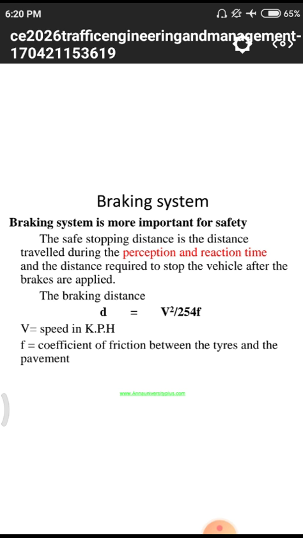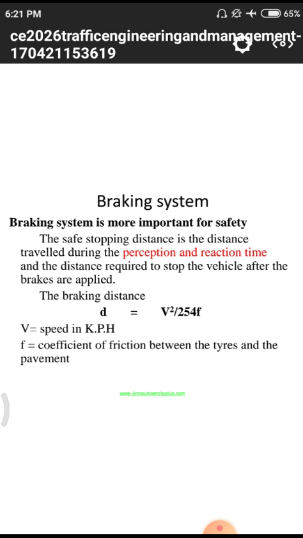so normally the braking distance has a formula: d equals v square by 254f. That means d is directly proportional to the velocity of the vehicle. Normally different vehicles have different velocities. For two wheelers, the maximum velocity is 60 to 80 kilometers per hour. For four wheelers, it will be more, 120 to 150 kilometers per hour in new generation cars. And after that we have a friction factor.